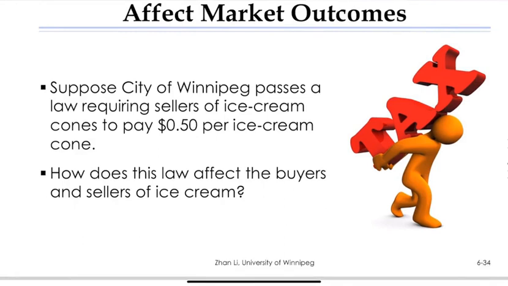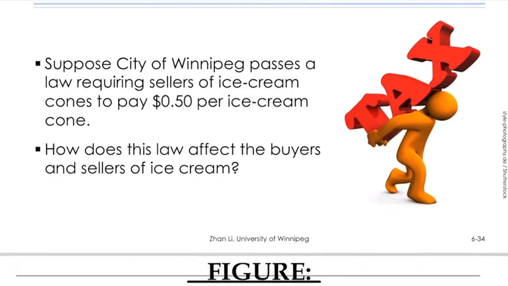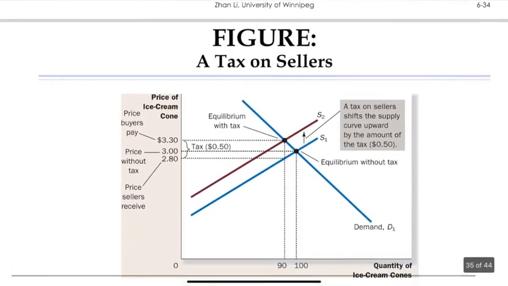Let's assume the city of Winnipeg says, well, sellers should pay the entire $0.5 ice cream tax. Now in this case, you could possibly imagine that you should shift the supply curve. Because now tax dollars come out of sellers' pockets, the supply curve should shift to the left. And again, the vertical distance of the shift should be the amount of the tax, $0.5.